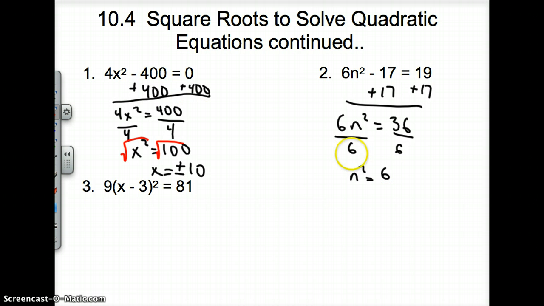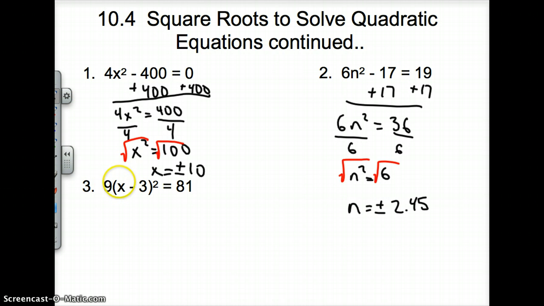How do you undo a square? You have to square root both sides. So now n equals a positive negative. Now 6 is not a perfect square. You punch that into your calculator and you will get 2.45. Just make sure that you put positive negative down.